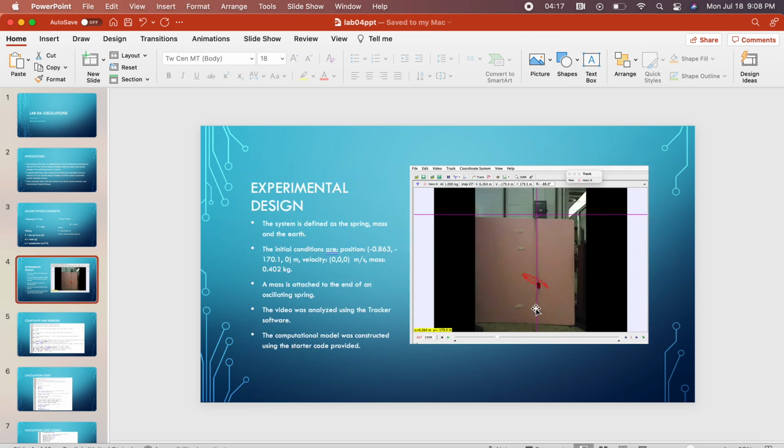This is the experimental design. So the system is defined as the spring, mass, and the earth. The initial conditions are a position of, and this is a vector, so the x position is negative 0.863, the y position being 170.1, and there is no z position, and that's in meters. Velocity is 0 meters per second, and the mass is 0.402 kilograms. As you can see, this is the spring, and this is the little mass at the end of the spring, and this is the tracker software.